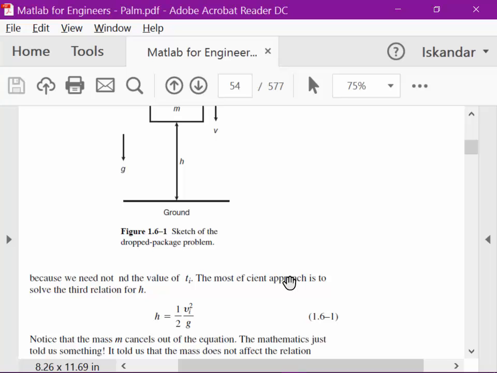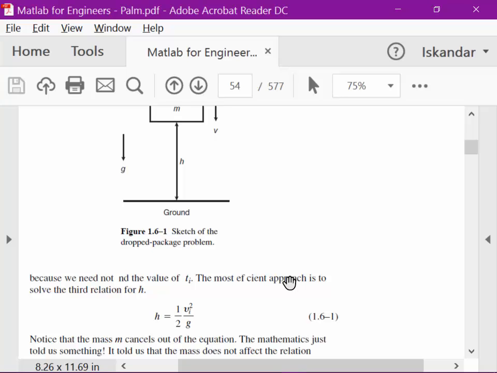Bottom line is we still have to think. You still have to think. MatLab is just a tool. You still have to look at the problem and say, what do I need to know? And what you need to know is the maximum height that this thing can be dropped from.